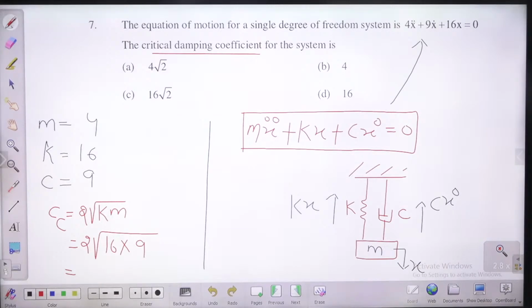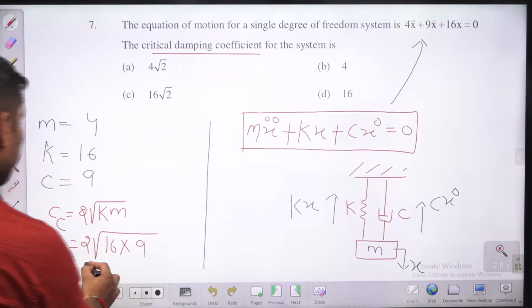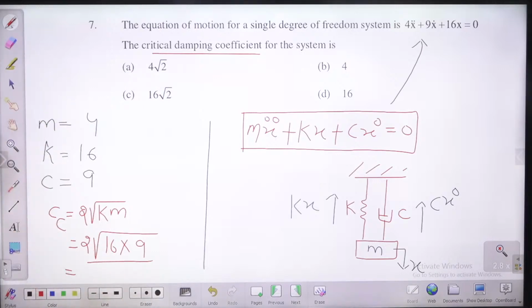He is asking you the critical damping coefficient of the system, guys. K is given to us 16. So 2, 16 into 9. This is very correctly I am writing. Please check it out. 4 and 3.